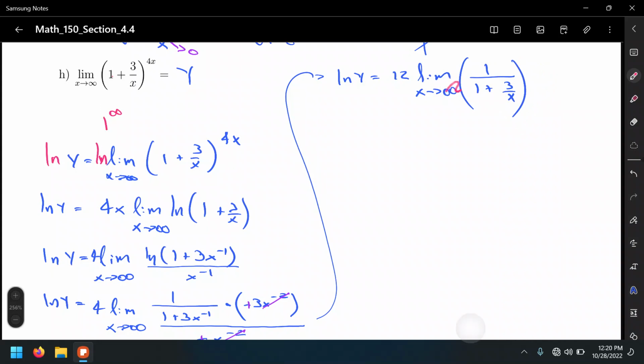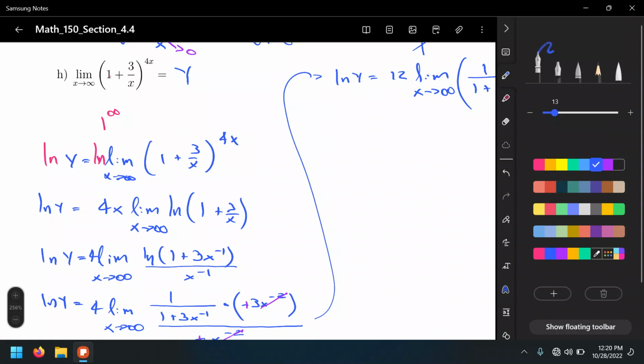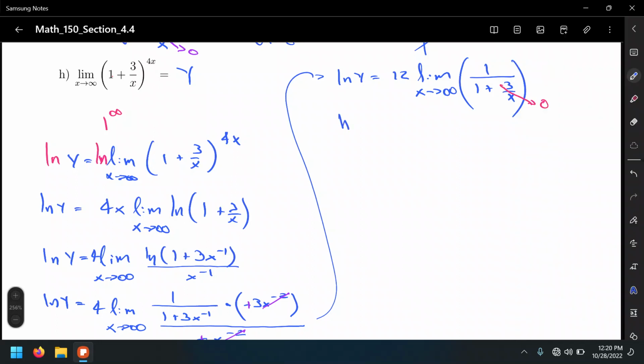So when we evaluate the limit at infinity, where is 3 over x going to go to? 0. Alright, that means ln of y equals 12 times 1 over 1 plus 0. 1 plus 0 in the denominator is 1. 1 over 1 is 1. 1 times 12 is 12, so ln of y equals 12.